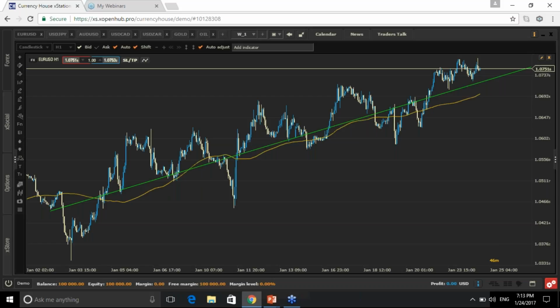So let's take a look. And you can see this yellow moving line, and it's moving very equal to the green line that we made just recently. You can see that the angle of this line is very similar to the straight green line that we made just before.